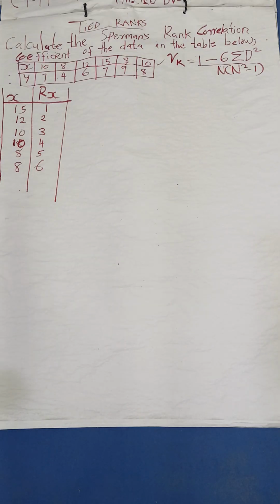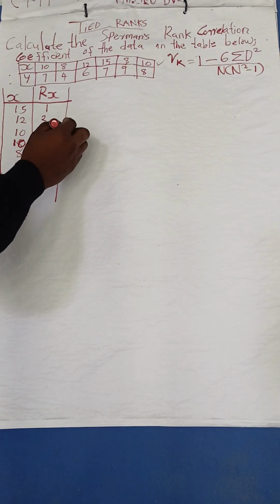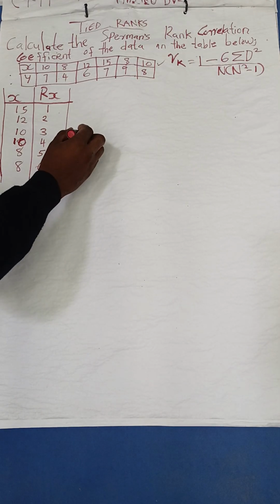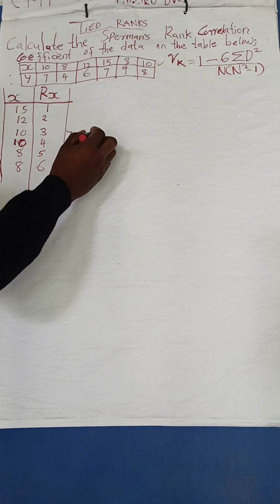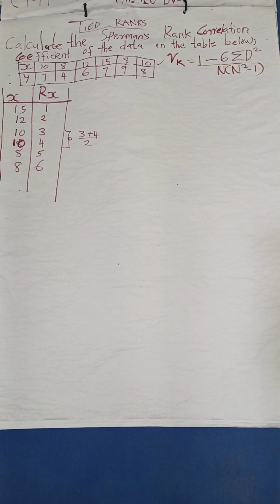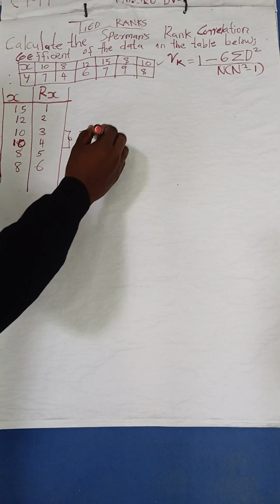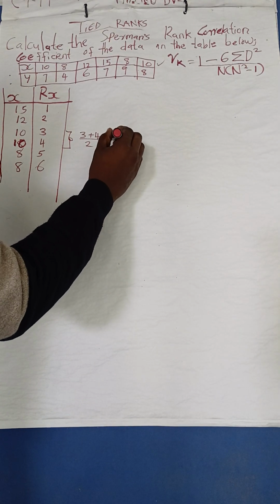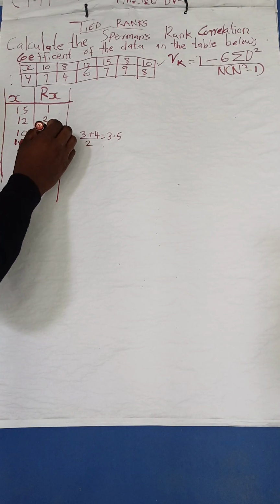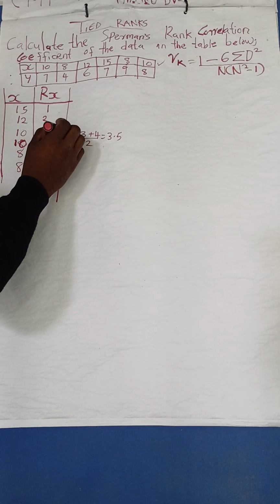Now, how do you handle that? We just take it simple. For the new ranks, you take 3 plus 4, then divide by 2. That is 7 divided by 2, so you get 3.5. So the new rank for these two students will be 3.5.